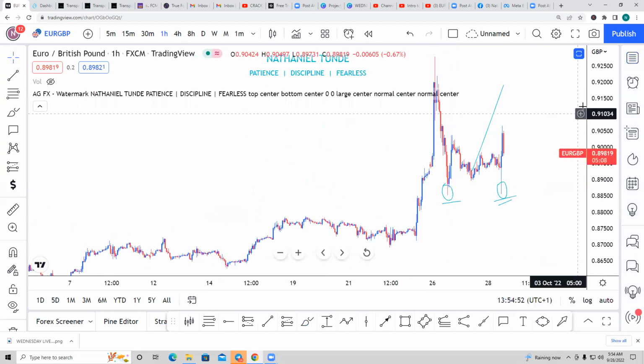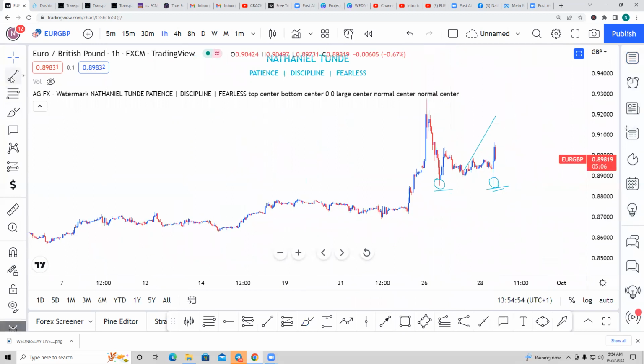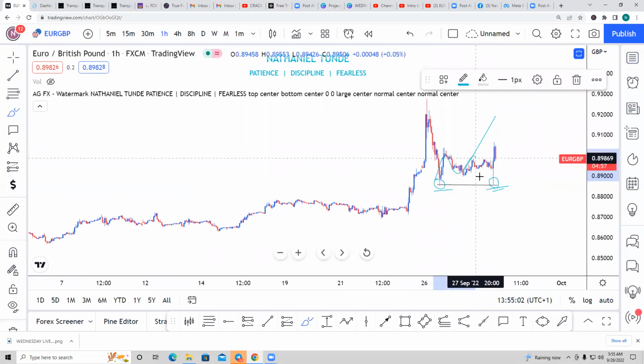So what you will do is simple. Just mark this equal low, and wait for more consolidation at this level. Then from there, you break to the downside.